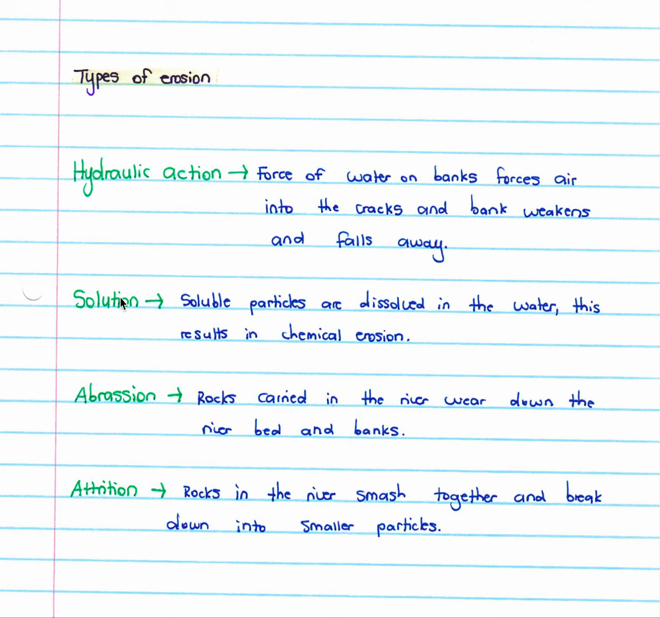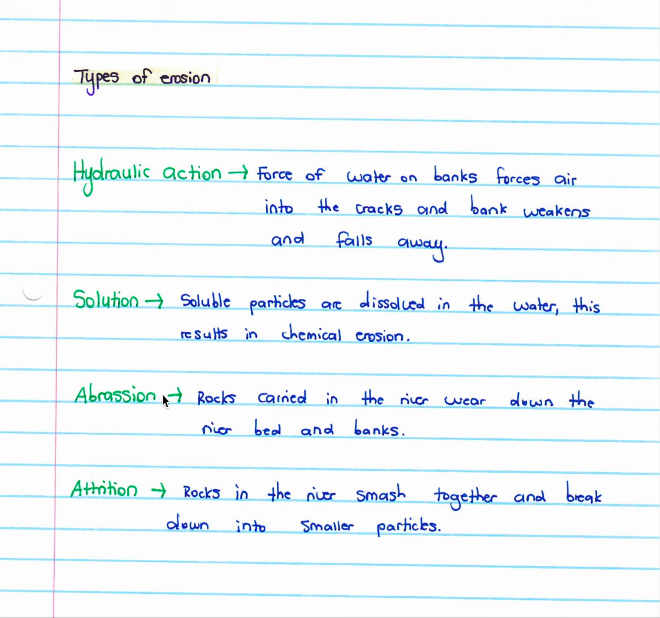Then we look at solution erosion, where soluble particles are dissolved in the water, and this results in chemical erosion. This can erode rocks and debris in the water, as well as the riverbanks. Abrasion occurs when rocks carried in the river wear down the riverbed and banks. So if you have a rock that bounces along the riverbed or rolls along the riverbed, the large rock particle erodes the smaller sand or clay particles of the riverbed, leading to erosion.